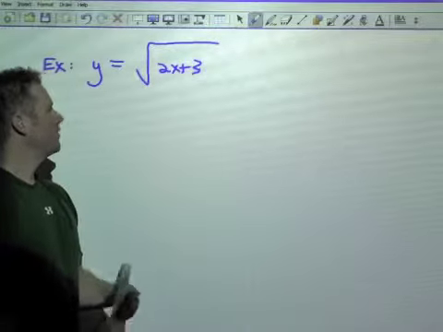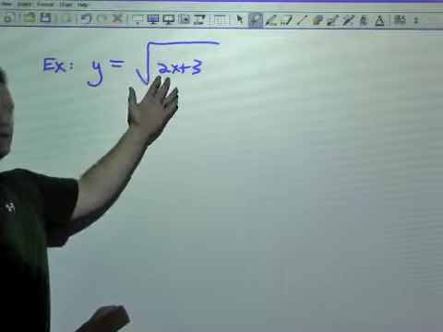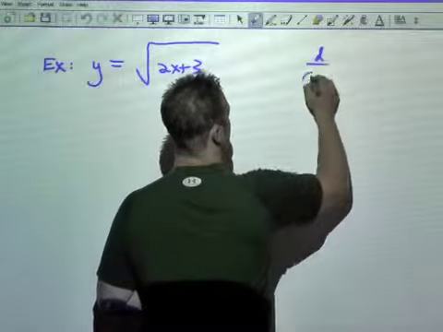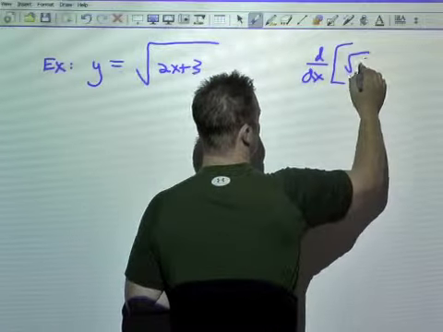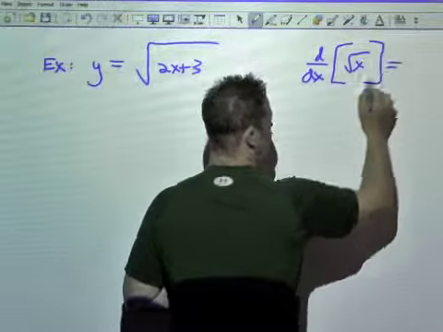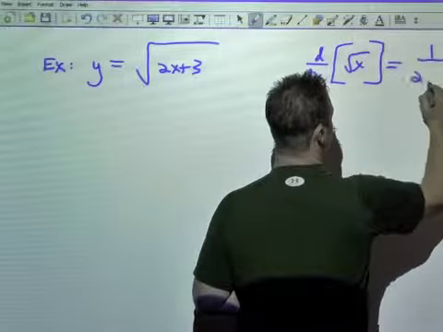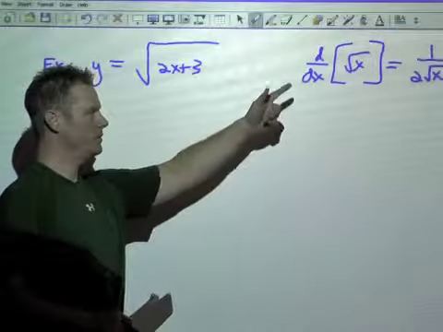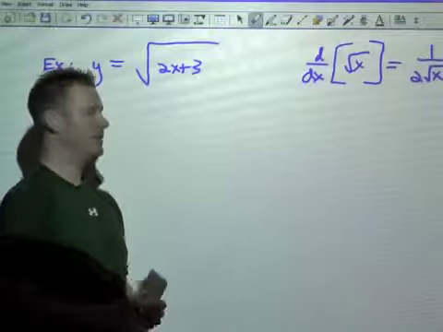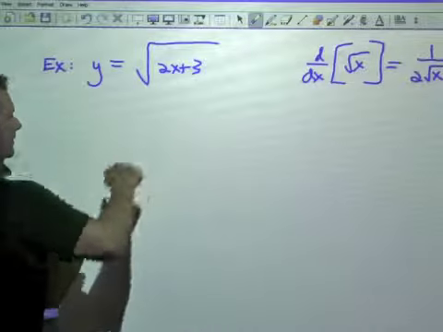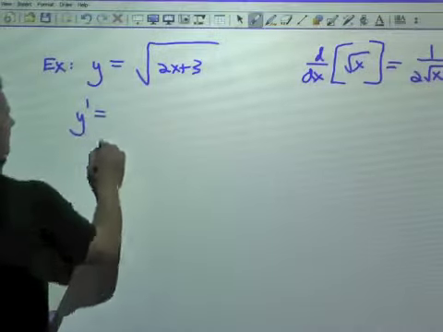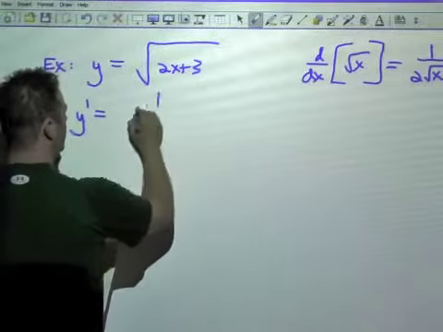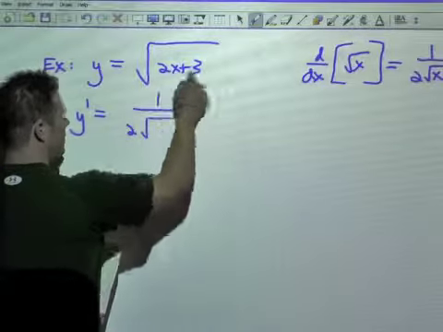Okay? So the way we're going to solve this is we have to take the derivative of the outside function to start. So remember that the derivative of the square root of something, we had a formula for that. It was 1 over 2 square root of something. We derived that in class with the limit definition. So I'm just going to use that rule now. The derivative is going to be 1 over 2 square root of something, which is 1 over 2 square root of 2x plus 3.